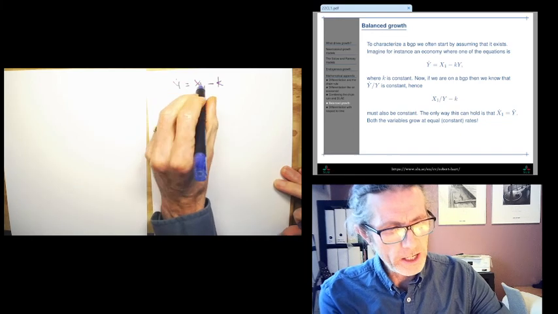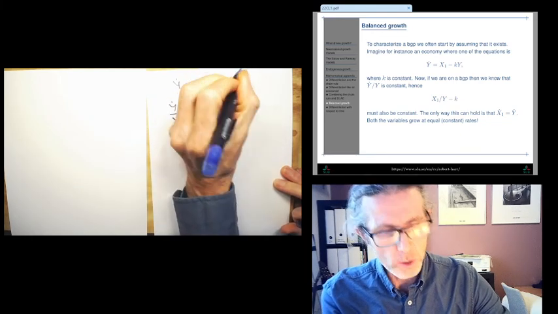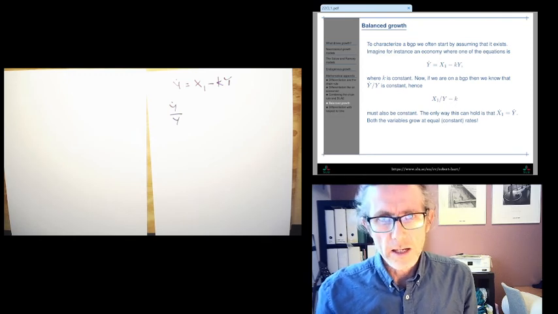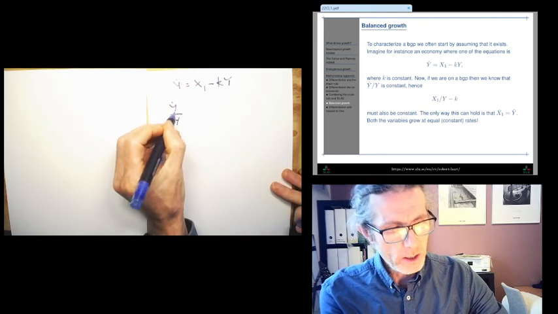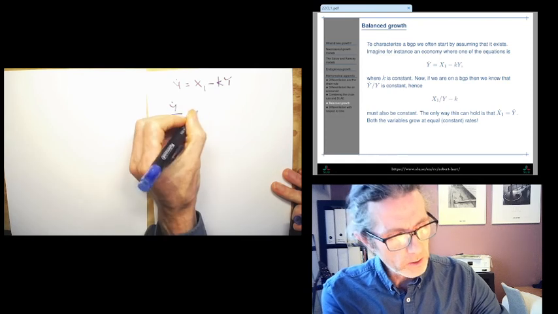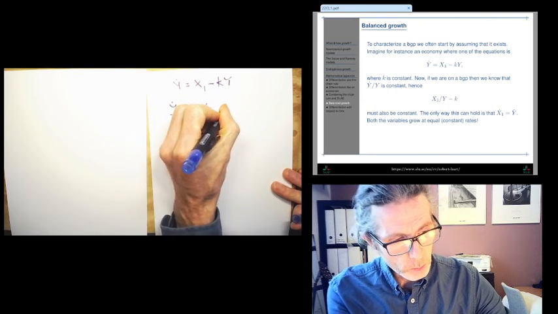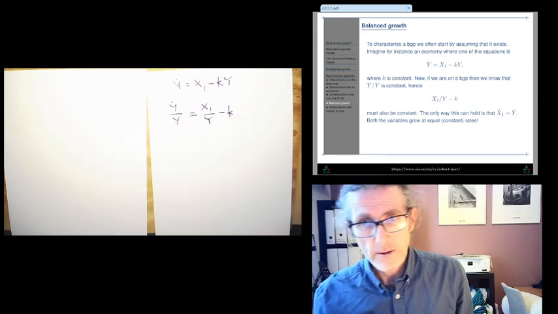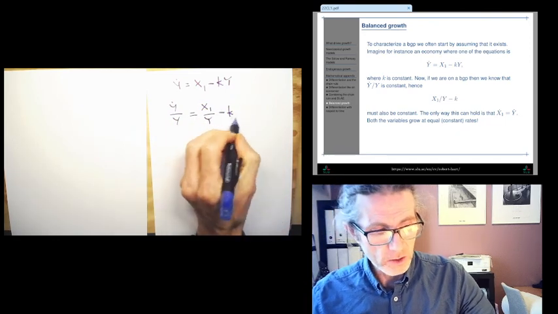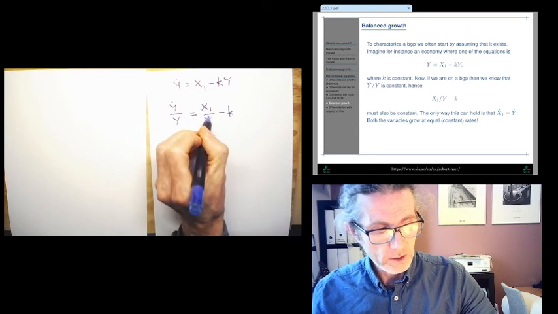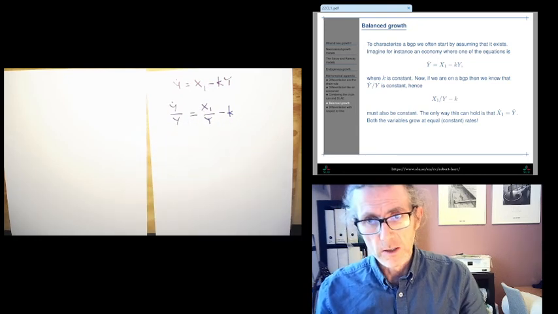We've got y dot is x1 minus ky. Let's assume we've got that. And then we know that if it's a BGP, y dot over y must be constant. But we also know that y dot over y is x1 over y minus k. K is just a number. So if this is constant, this must be constant.